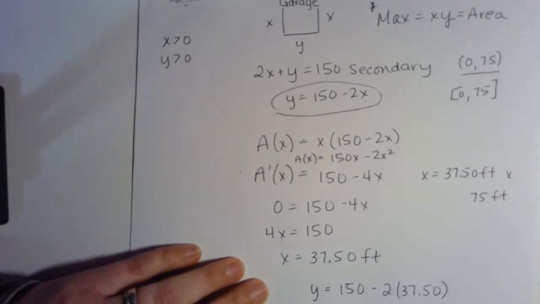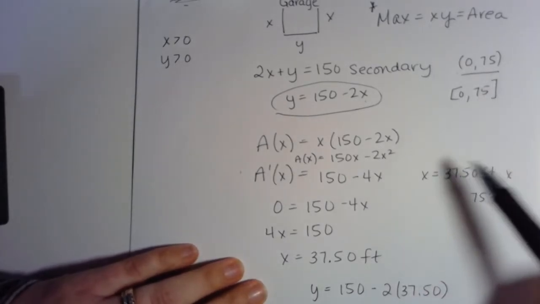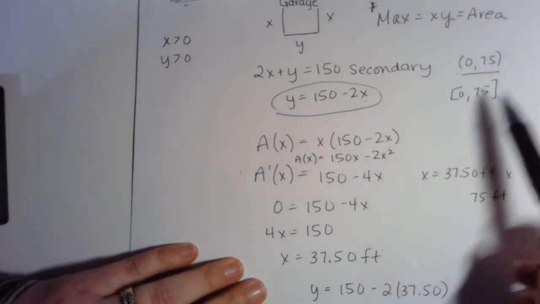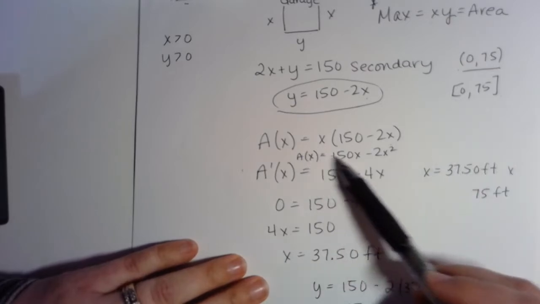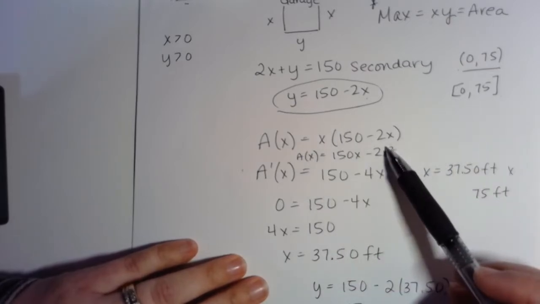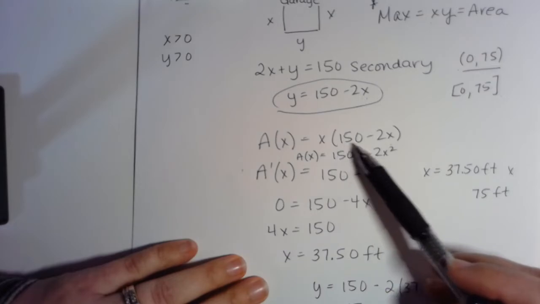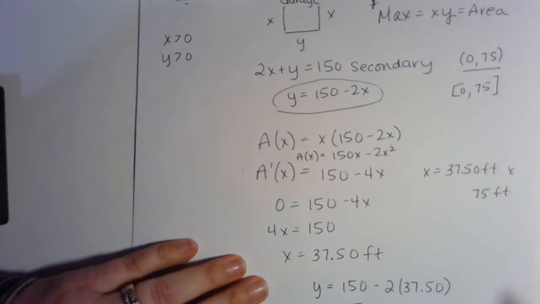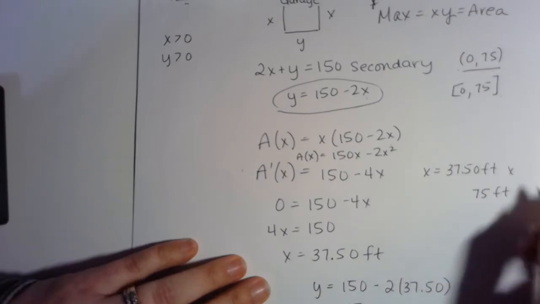All right, now, since I'm technically on a closed interval, then I can pop in my endpoints, but I notice that when I plug in the 0, my area will be 0. And when I plug in the 75 here, I get 0 times x. So my areas on the endpoints are going to be 0. So this definitely has to be where my maximum comes from.